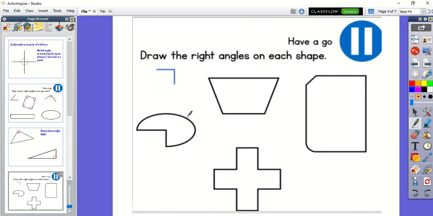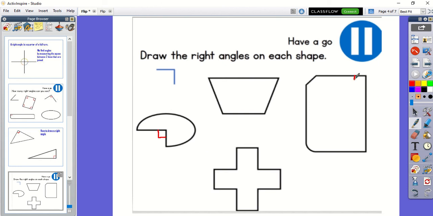What about this one here? Looks a bit like our Pac-Man that we've got. Well, there's none inside the shape. I can draw a right angle right there. I never said that a right angle had to be on the inside of a shape. So as you see there, I've got a right angle.